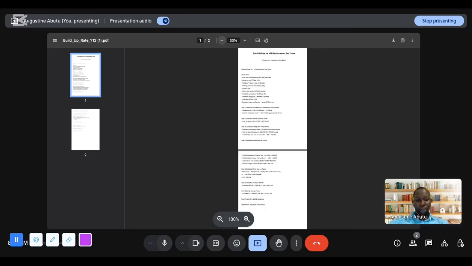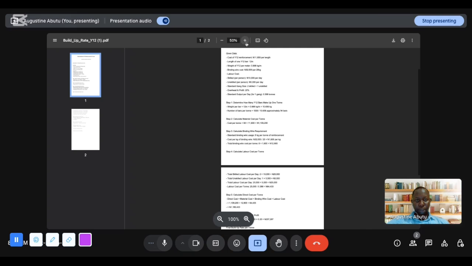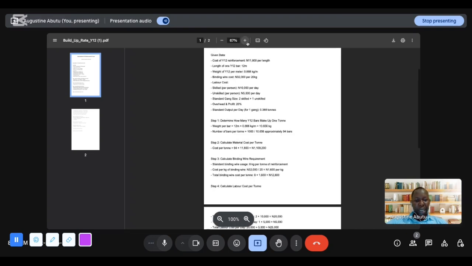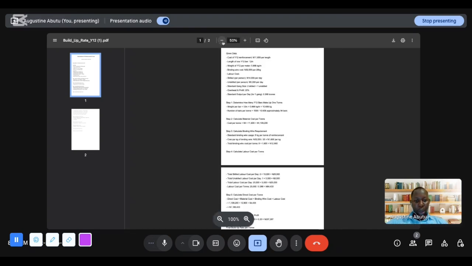So we move further to our binding wire. Due to experience, the usage of binding wire per ton is 8 kg. So it means that 8 kg of binding wire is required for 1 ton. We are still talking about materials. We're still building up the rate.